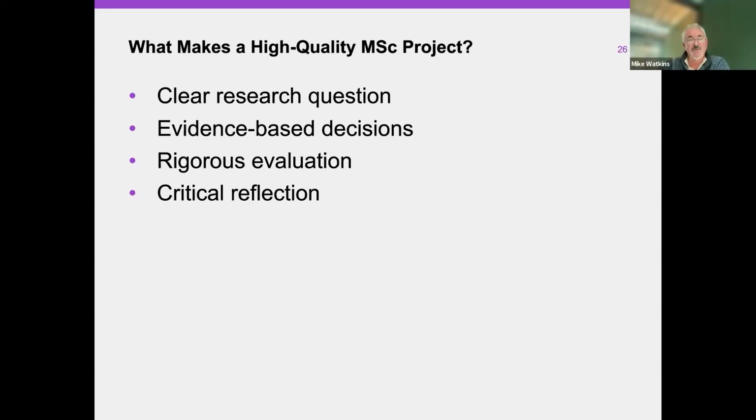So the rigorous evaluation and the critical reflection are retrospective, whereas the clear research and evidence-based decisions are aspects that you did, and why did you do them? So again, it's that critical thinking, being able not just to make a statement, this is good, but to explain why this is good.